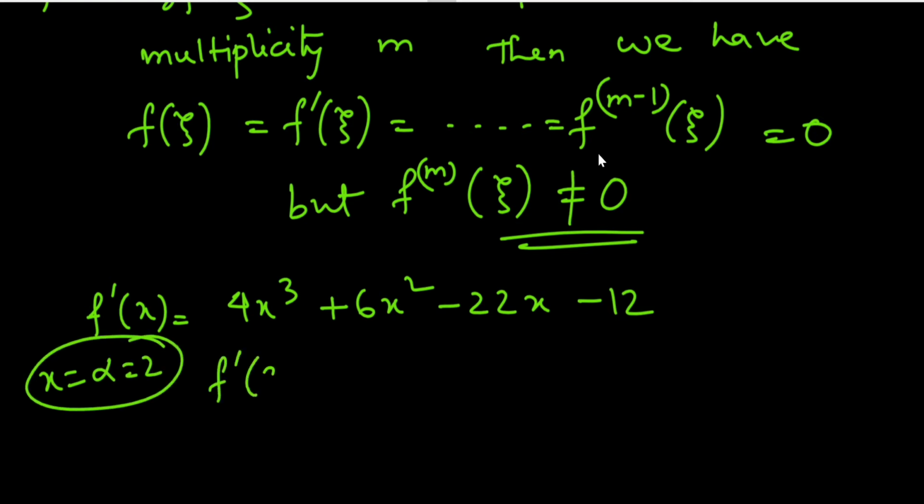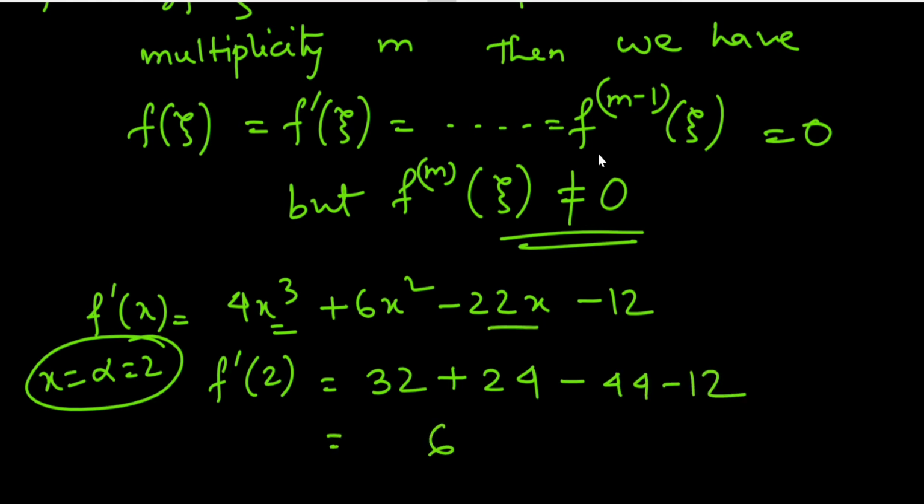So f dash 2 equals 8 times 4, which gives 32, plus 6 times 4, that is 24, minus 22 times 2, that is 44, minus 12. So this is equal to 56 minus 56, which equals 0 here. So it is not multiplicity 1.